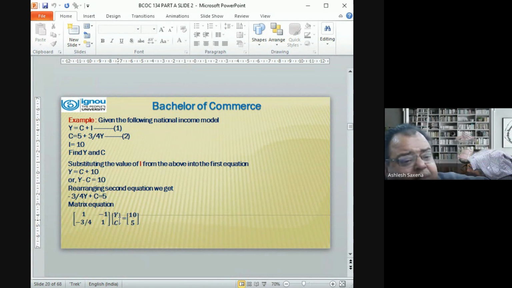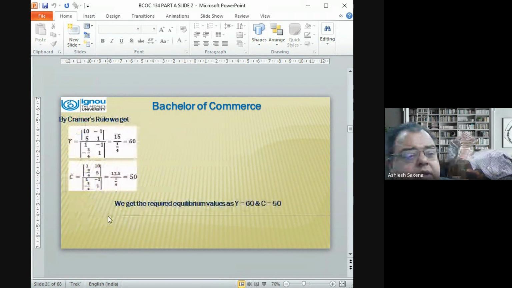Now, what we are supposed to do? We have to find the inverse of this. The inverse of this will be multiplied by 10 and 5. Then you are going to get the value of Y and C. And then your answer will be in a 2 by 1 matrix only.